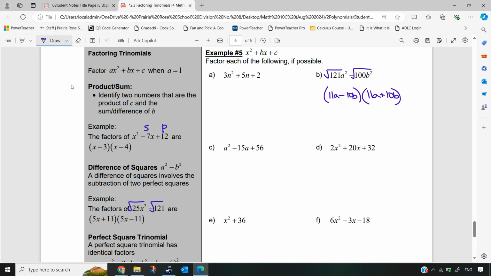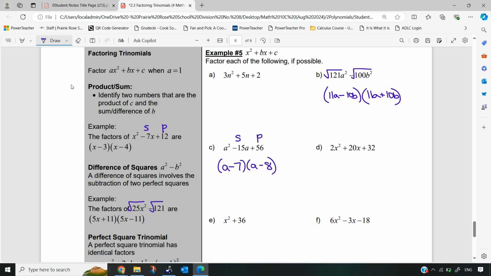Moving on to C, I notice that this is a trinomial with a leading coefficient of 1, which means I can just do product sum. I want two numbers that multiply to be 56 and have a sum or difference of negative 15. So this is going to be a minus 7 and a minus 8.